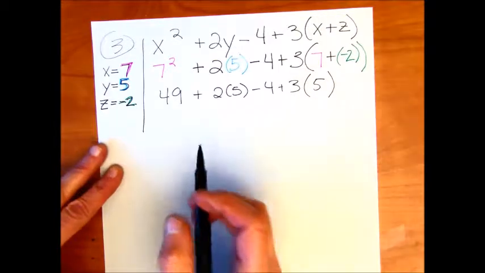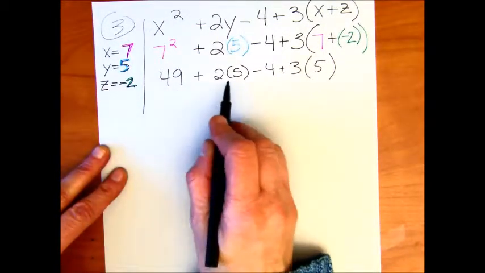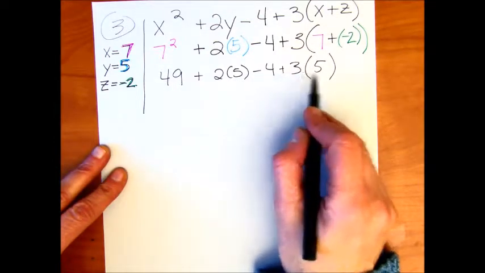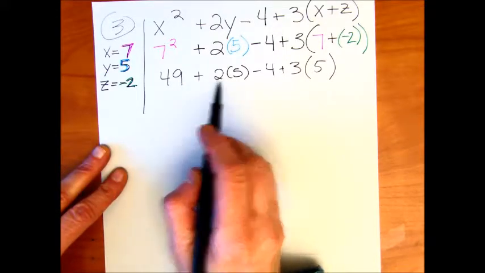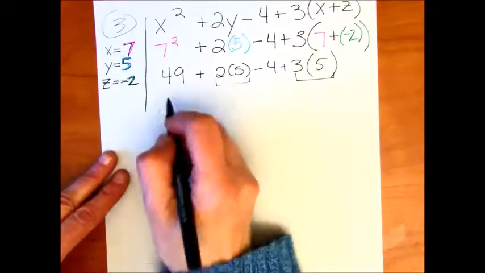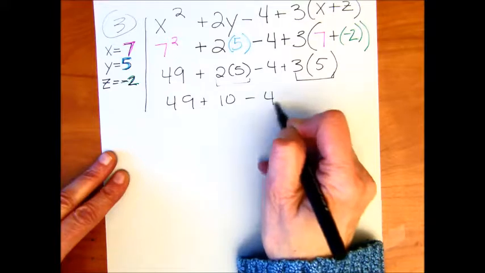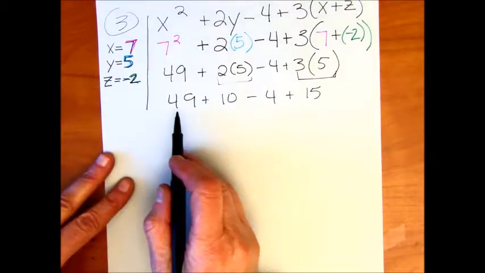Okay. And then now I've got 49 plus, and then a multiplication problem, subtraction, and then addition, and then multiplication. So again, I want to multiply before I add and subtract. So I've got, that's here and that's there. So let's see, we've got 49 plus 10 minus 4 plus 15. Now we've got addition and subtraction only. We're going to go left to right.